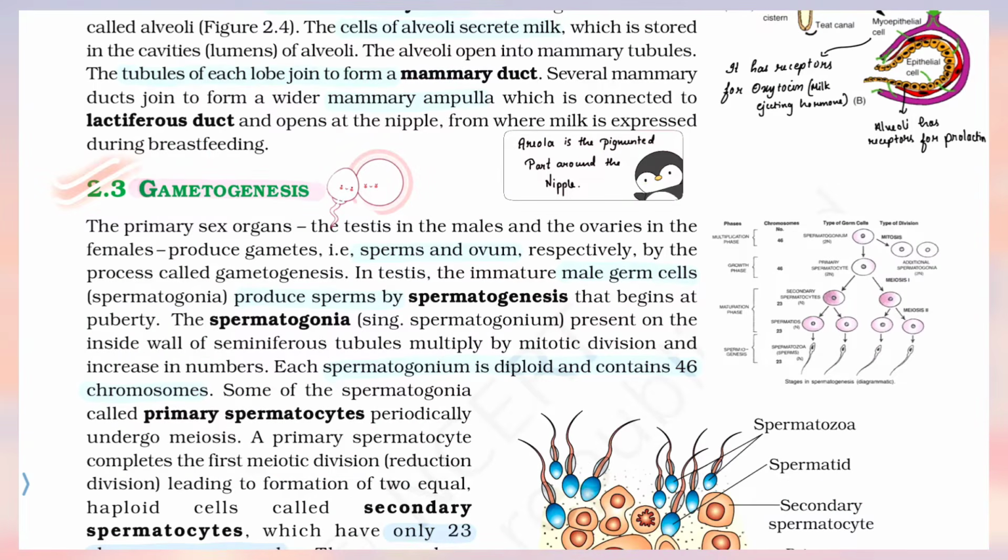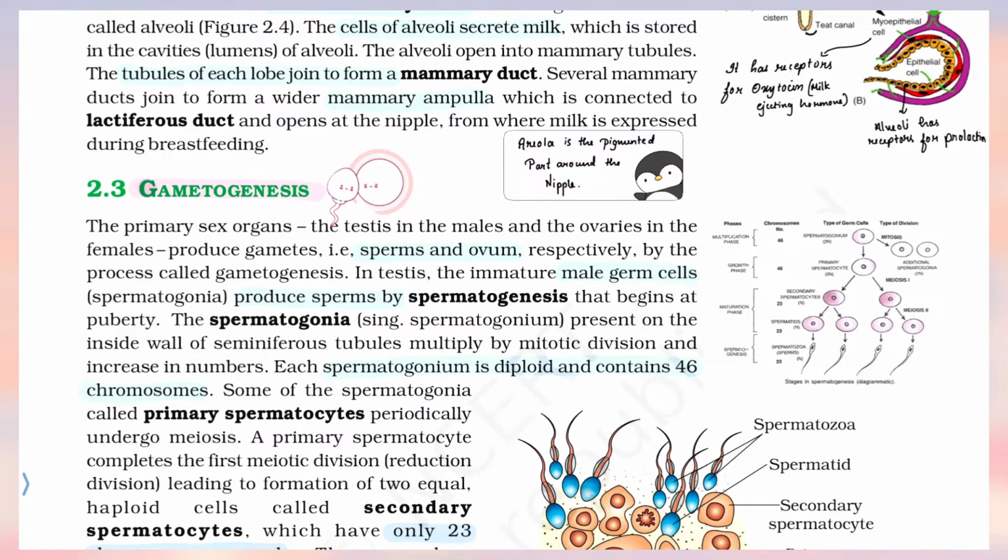2.3 Gametogenesis. The primary sex organs, the testes in the males and the ovaries in the females, produce gametes, that is sperms and ovum respectively, by the process called gametogenesis. In testes, the immature male germ cells, spermatogonia, produce sperm by spermatogenesis that begins at puberty. The spermatogonia, singular spermatogonium, present on the inside wall of seminiferous tubules, multiply by mitotic division and increase in numbers. Each spermatogonium is diploid and contains 46 chromosomes.